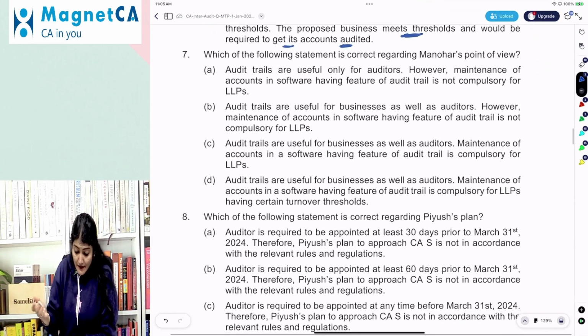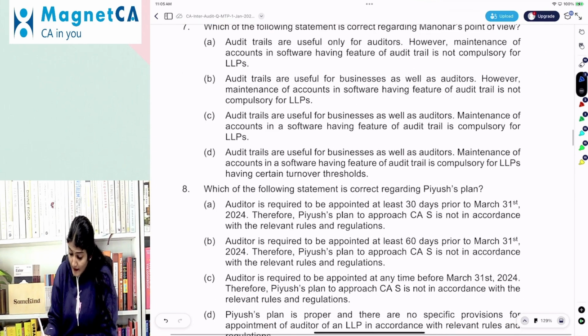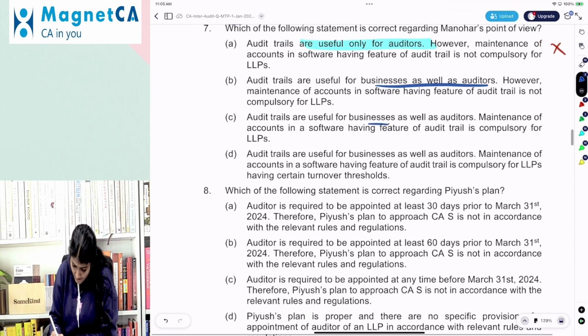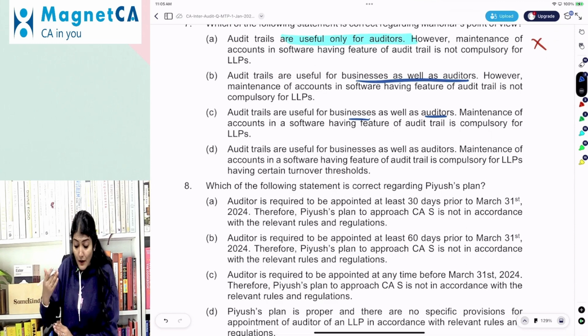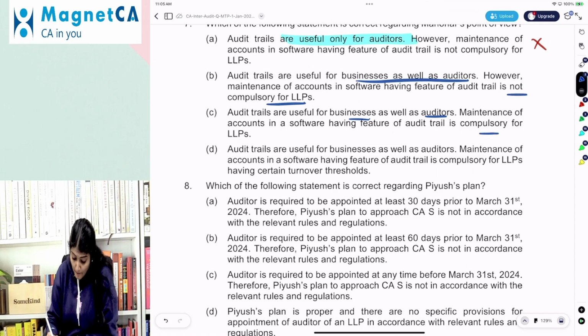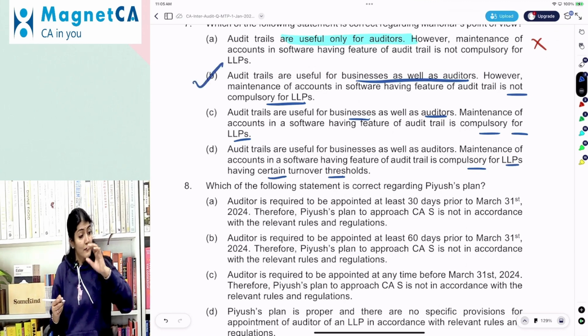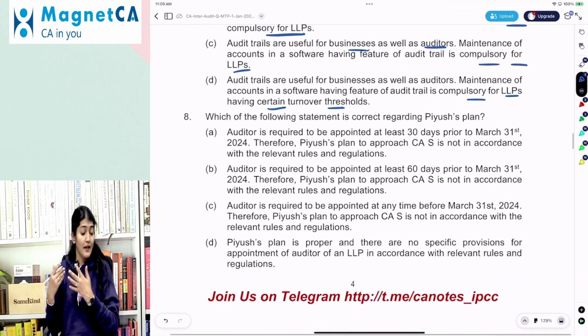Which of the following statements is correct regarding Manohar's point of view? Right, so regarding the audit trail. Audit trails are useful only for auditors? No. Audit trails are useful for business as well as auditors? Yes, for business as well as auditors. Okay. However, maintenance of accounting software having the feature of audit trail is not compulsory for LLP. It is compulsory for LLP, or compulsory for LLP having certain threshold? No, so it is not compulsory for LLP. It is compulsory for the company, not compulsory for the LLP.